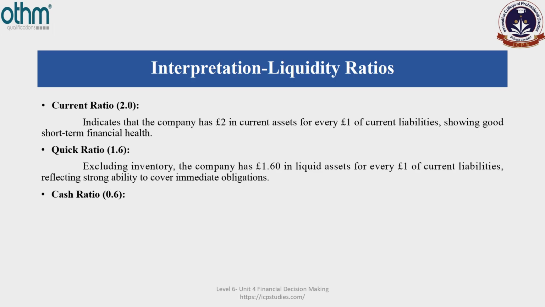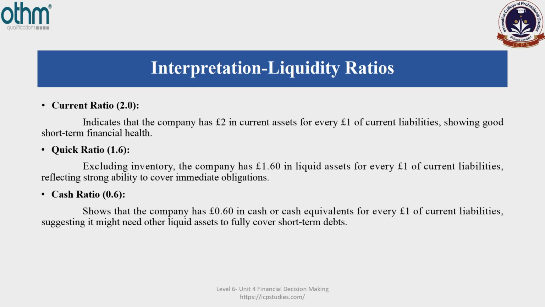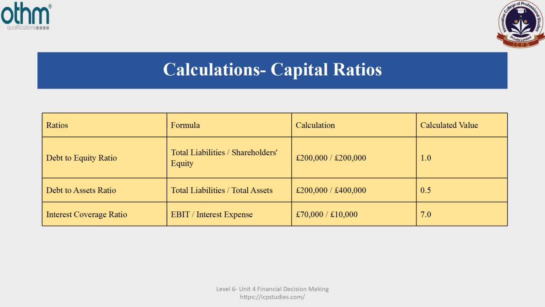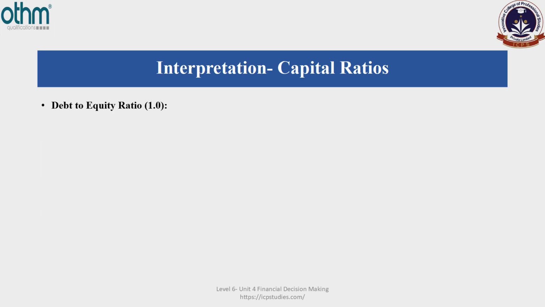If we talk about cash ratio, it is 0.6, which shows that the company has 0.60 pound in cash or cash equivalents for every 1 pound of current liabilities, which shows that it might need other liquid assets to fully cover its short-term debts. Then we have the calculation of capital ratio. Again, just simply put the figures in the formulas and you will get the answers.